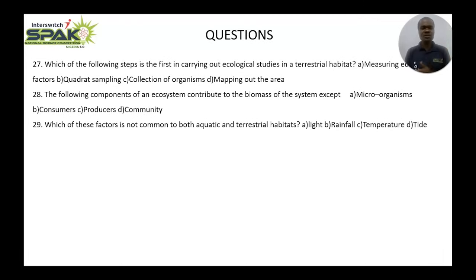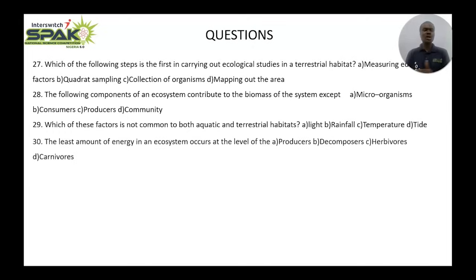Which of these factors is not common to both aquatic and terrestrial habitats? Light. Of course, light is common to both. Rainfall is common. Temperature is common to both. Water can be hot, and the terrestrial environment can also be hot. Tide is not common to both. We discussed tide in the aquatic environment. So tide is not common to both.